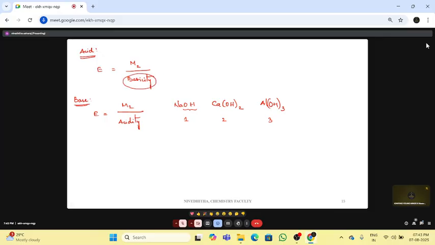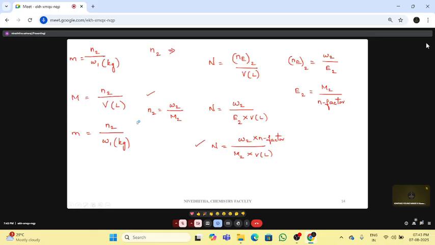So commonly basicity, acidity can be called as n factor. Fine, right? So this is the expression for normality. I'm going to highlight few parameters. W2 by M2 into volume of the solution. This term can be written as, what is this? Molarity.